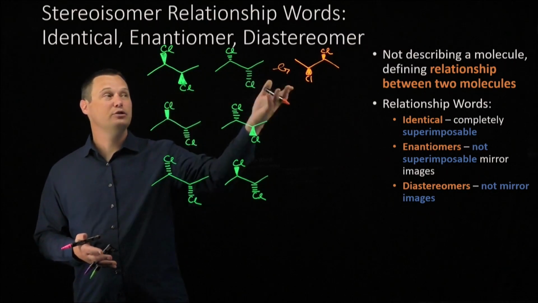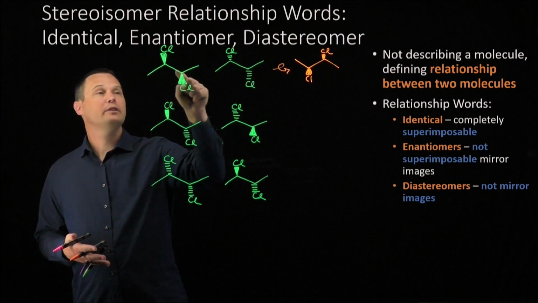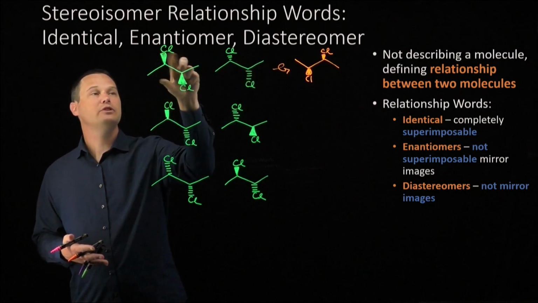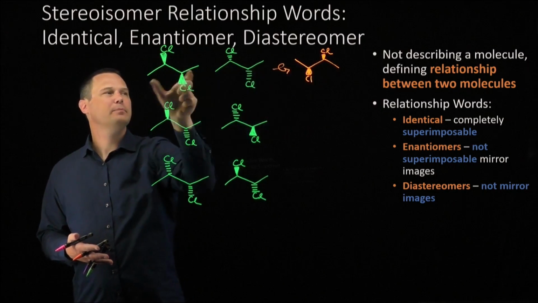The question is, are they superimposable? And the answer is no. In this first version, the left-right orientation of the carbon chain is the same, but the wedge-dash version is off. In the other version, the wedge-dash version of the chlorines is the same, but the carbons are off.